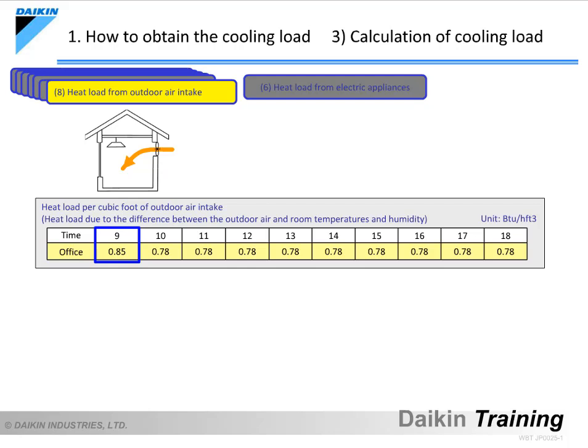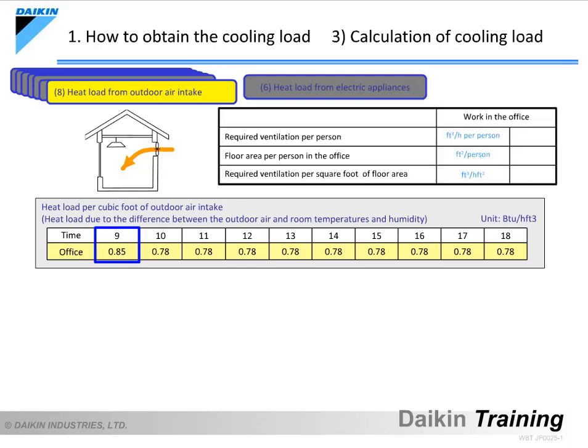This is one reason why we use the minimum required volume of outdoor air in the calculation, obtained from the related regulations and data. According to Japanese law, approximately 700 cubic feet per hour of air must be ventilated per person in an office. For the calculation here, we use 880 cubic feet per hour. When discussing body heat, the floor area per person in the office was assumed as 55 square feet, so the required volume of ventilation per square foot would be 16 cubic feet per hour.